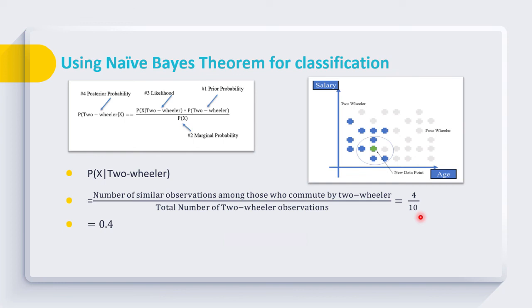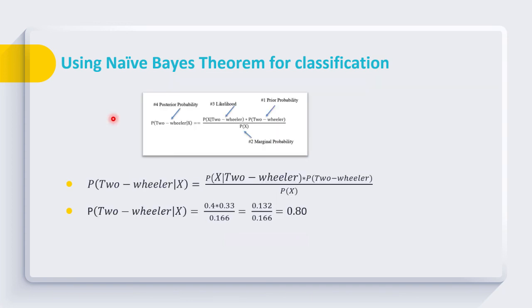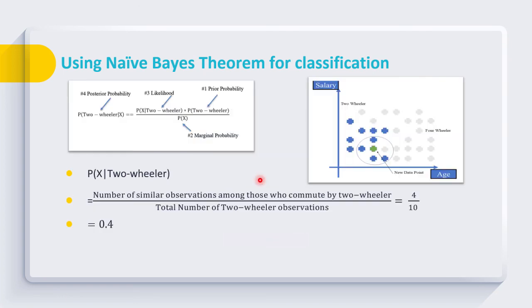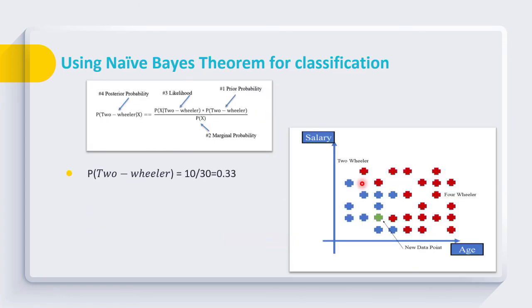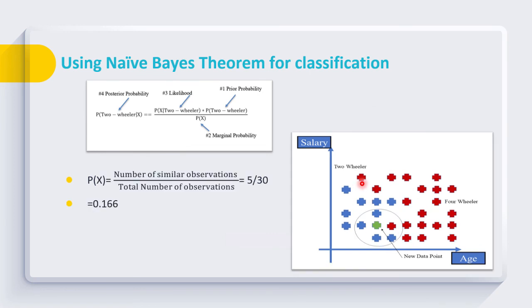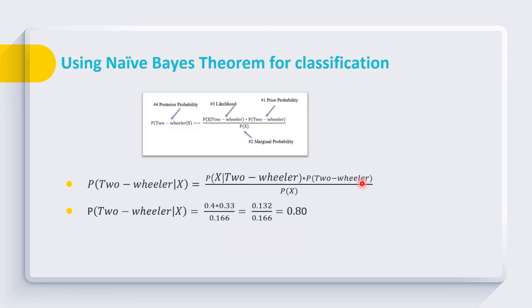So we have all our values. Now we can simply use all these calculated values to find out our posterior probability. So let's fit all these values. So the probability of x given two-wheeler is 0.4, while the probability of two-wheeler is 0.33, which will be divided by p of x, which is 0.166. So here we have put all these values, and when I calculated all these values, I got a number 0.80. It means that probability of two-wheeler given x is 0.80.